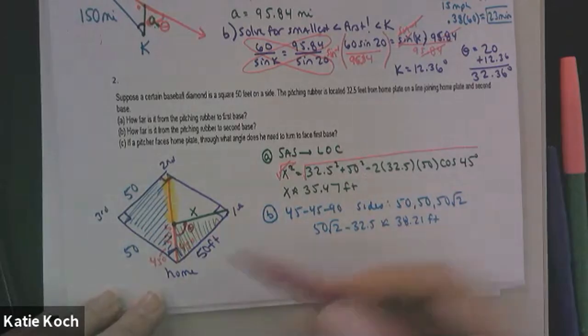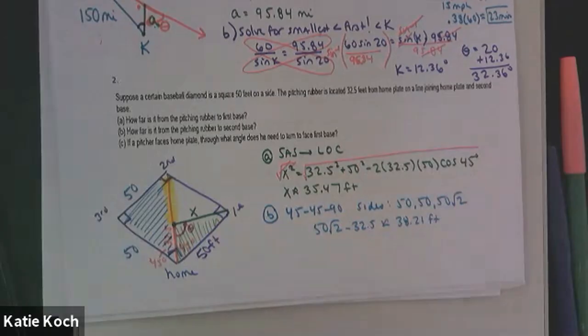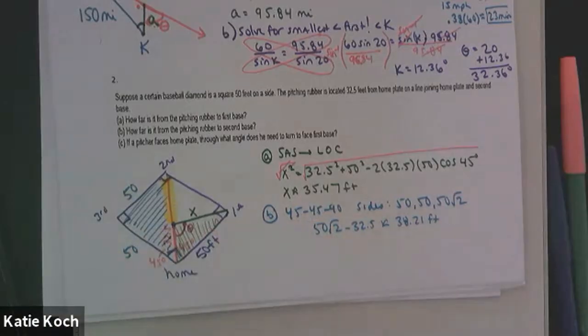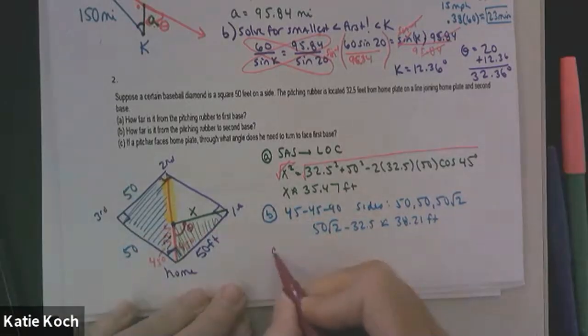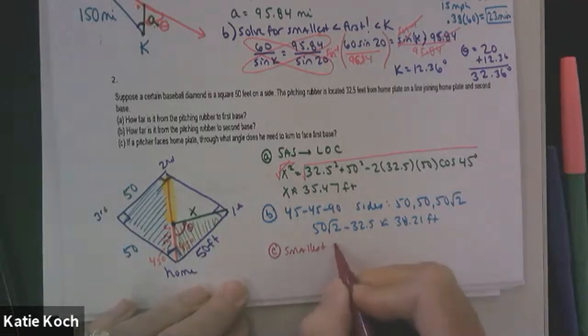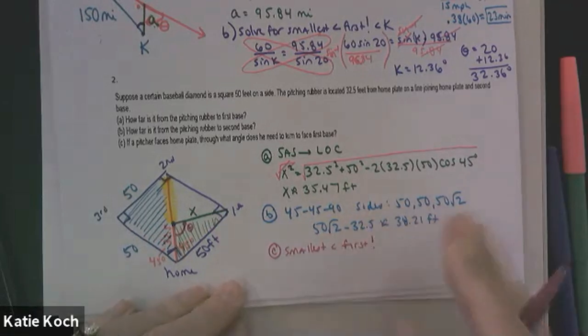But the problem is I cannot just jump right into that angle. So that's why I'm trying to get you to pause when you think about angles. You can't jump right into it. You have to find the smallest angle first because we're going to use that law of sines. So for part C, I must find the smallest angle first because I'm using the law of sines.